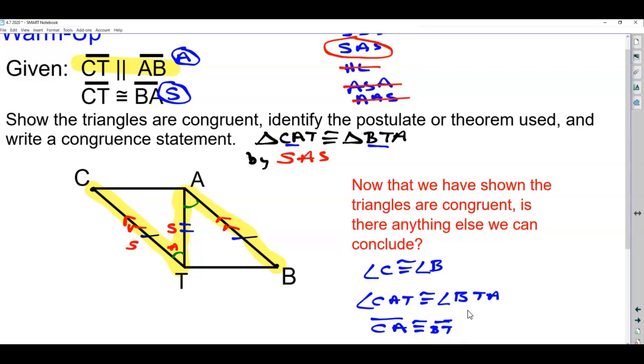And the reason why this is true is once the triangles are congruent by one of our 5 methods, then their corresponding parts of congruent triangles are also congruent. So that's a little side note.